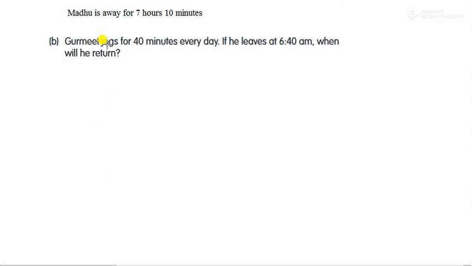So here Gurmeet jogs for 40 minutes every day. So if he leaves at 6:40 AM, when will he return? So here Gurmeet jogs for 40 minutes. So what do we have to do here? He will leave at 6:40 AM. Now 6:40 plus 40 minutes. Now add here minutes and minutes. 40 minutes plus 40 minutes is 80 minutes.